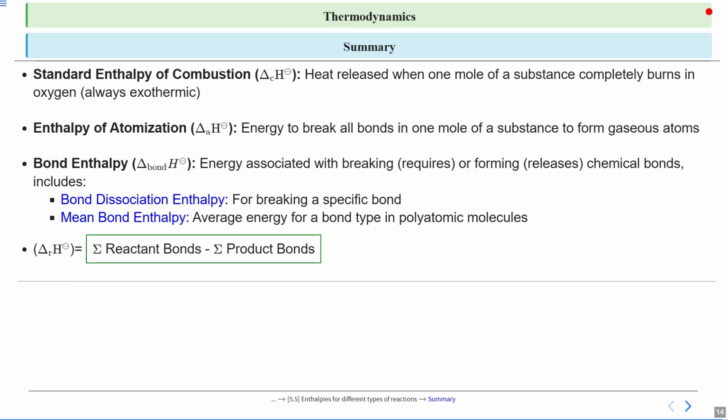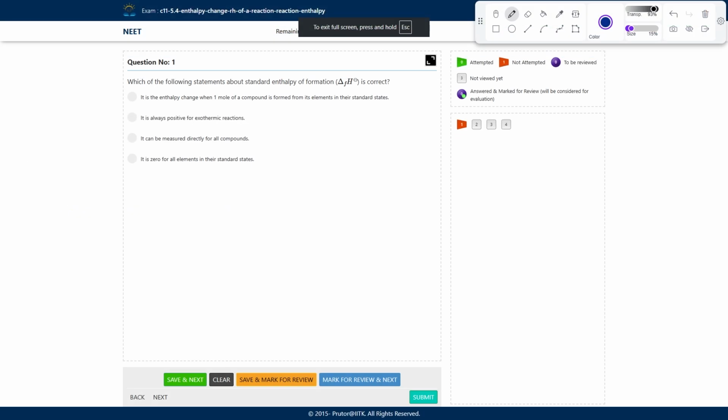So this was all from the theory part. So just wait for a while. I will switch to the DPPs. Just wait for 1 or 2 minutes. Okay, so here is your DPP part. There will be 5 questions, and we will get approximately 8 or 10 minutes to solve it. So let's start with the first question.